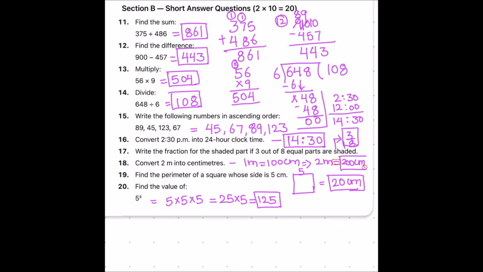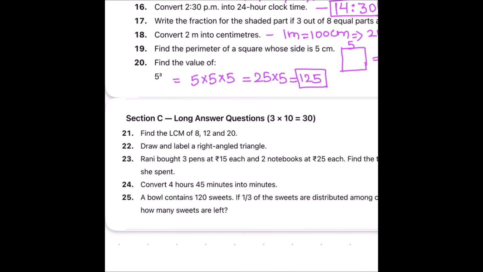So we are done with section B, which is short answer type questions. Let's move on to our next section, which is section C. So next section is long answer type questions, which is having 3 marks for each question. So question 21 is find the LCM of 8, 12 and 20.